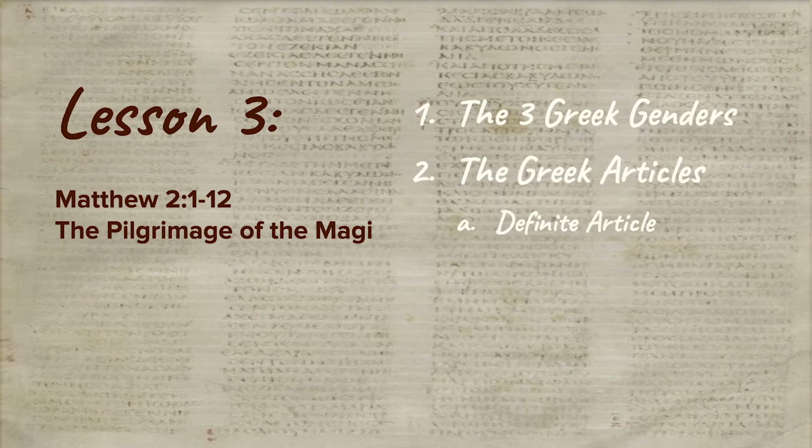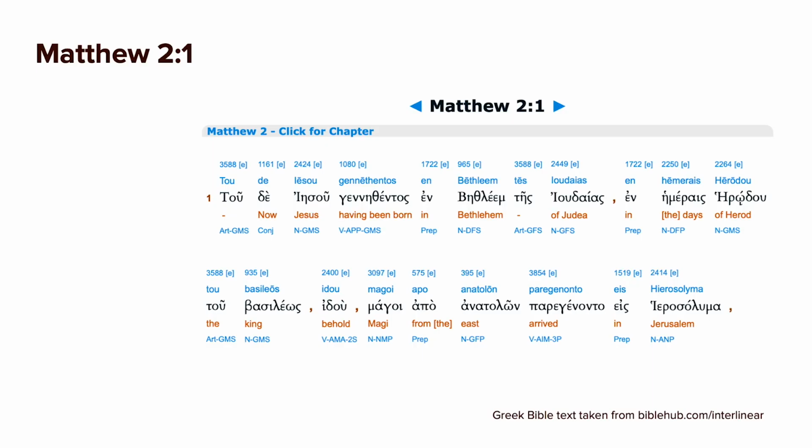Let's get started. In today's lesson, we're going to go through Matthew 2, verses 1 through 12, which is about the pilgrimage of the Magi. We're going to learn first the 3 Greek genders, and then we'll talk about the Greek articles, pretty much just a definite article. We'll explain soon why it's just the definite, not the indefinite. All right, first let's go ahead and read.